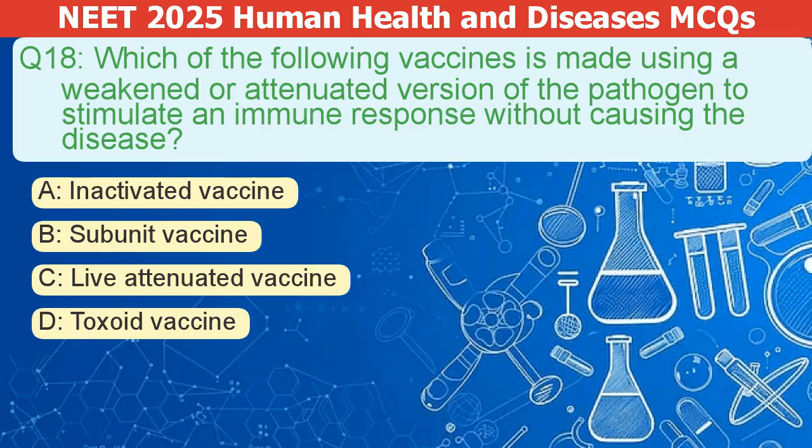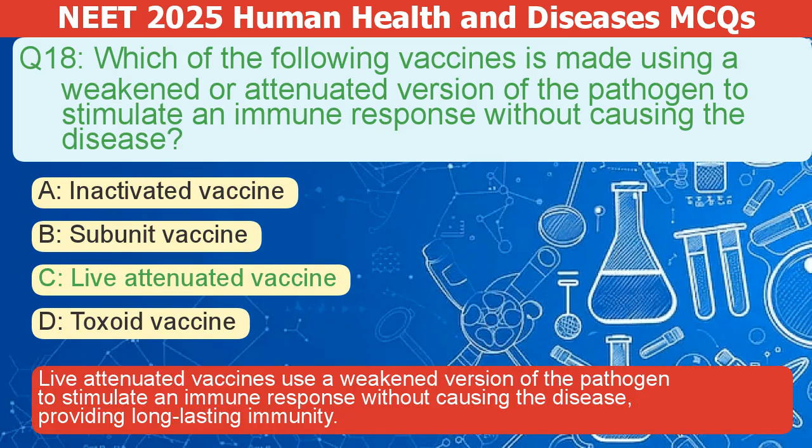Which of the following vaccines uses a weakened version of the pathogen to build immunity without causing illness? A. Inactivated vaccine. B. Subunit vaccine. C. Live attenuated vaccine. D. Toxoid vaccine. The correct answer is C. Live attenuated vaccines use a weakened version of the pathogen to stimulate an immune response without causing the disease, providing long-lasting immunity.